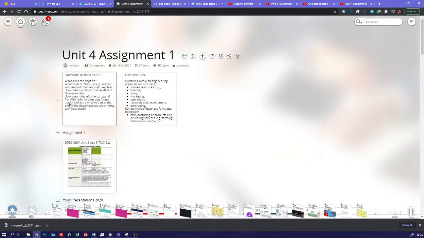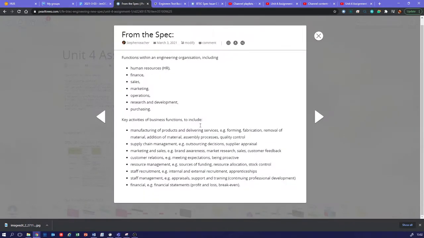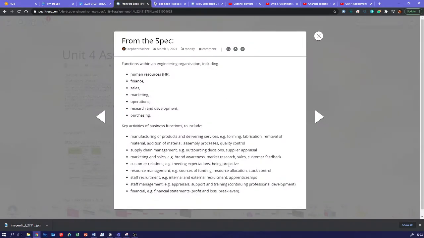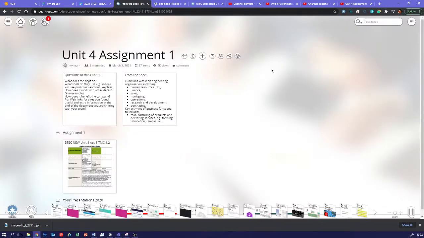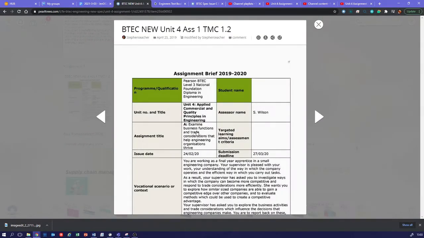Okay, all right. Put web links for sites you found useful and extra information at the end of the document you're sharing back with your team. Okay, and here's that information that we just had from the spec. If we double click on that, you can see that I've copied and pasted that in there, so you don't have to go hunting for it. So that brings us along to the assignment.